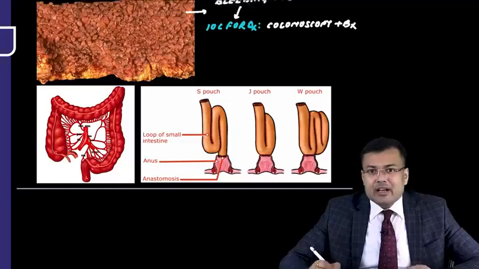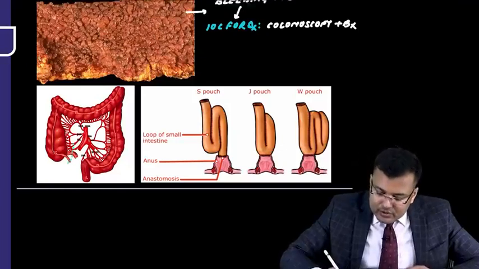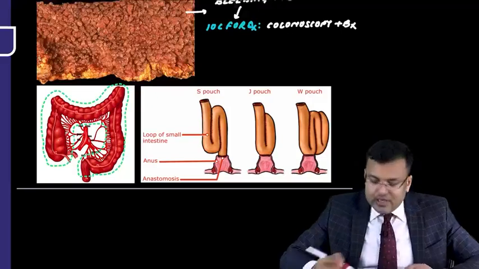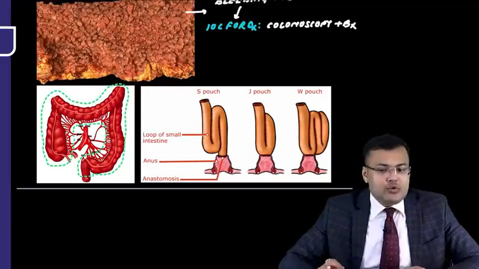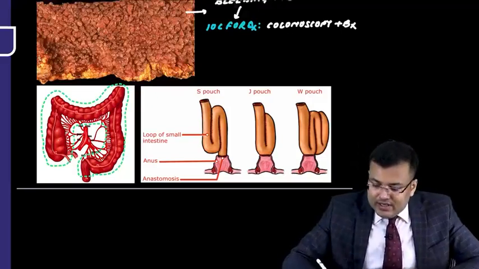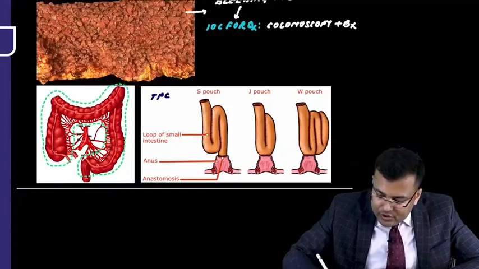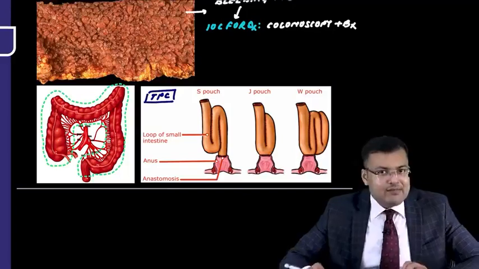Since the patient has 100% risk of malignancy, what are you going to do? You're going to remove the whole colon. So you can see here, I'm going to remove the whole colon and the whole rectum. The name of this surgery is total proctocolectomy. So you remove the whole colon as well as rectum.